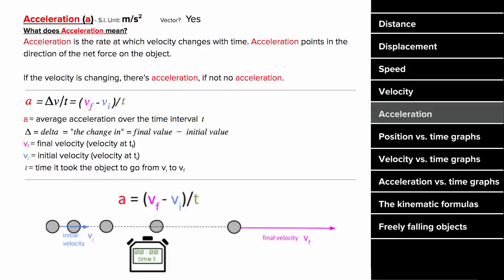What does acceleration mean? Acceleration is the rate at which velocity changes. You could change your velocity by speeding up, slowing down, or by changing directions by turning.